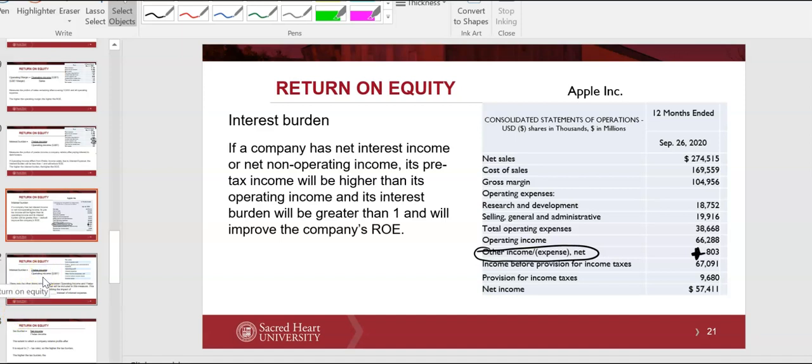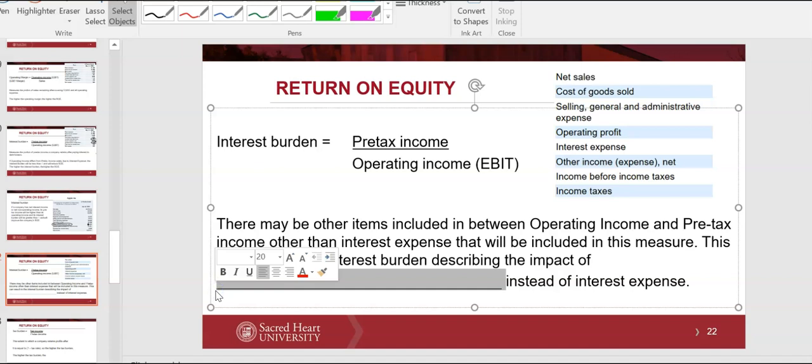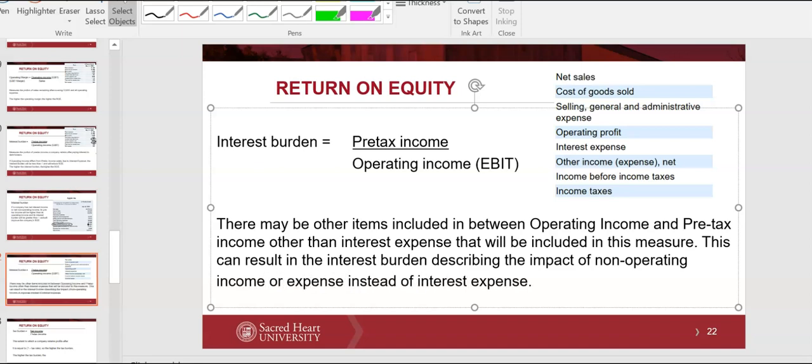And we see here on this next slide, there may be other items included in between operating income and pre-tax income other than interest expense. This can result in the interest burden describing the impact of, more generally than just interest expense, non-operating income or expense. So this can be a loss on the sale of a building, or a write down of a building due to, let's say, hurricane damage, rather than interest expense. So this is just something we need to keep in mind as we're conducting our analysis.